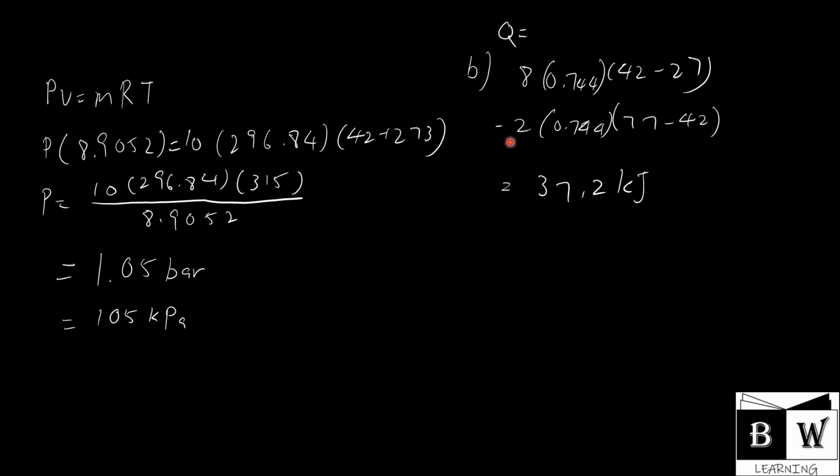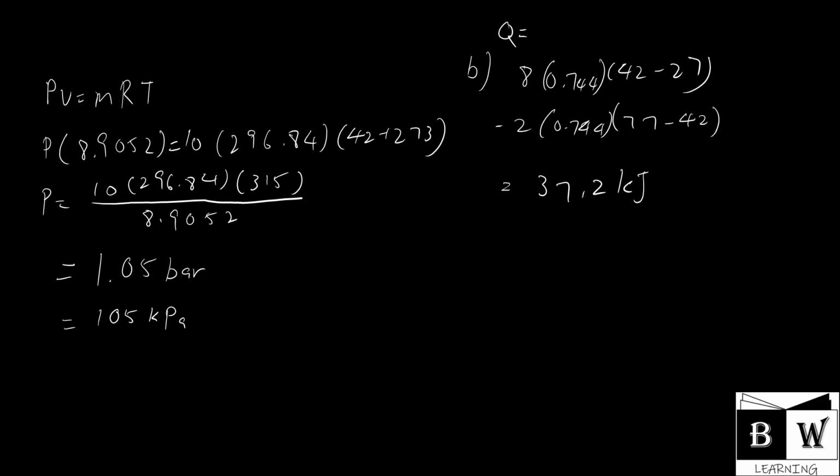And for our tank A, we can take 2 kilogram multiplying 0.744 and multiply the change in temperature, which is 77 minus 42. Well, if you want to do it the other way, you can actually write it as 42 minus 77. But do take note that for this sign, it will be a plus instead of a minus. So your final answer is supposed to be 37.2 kilojoules.